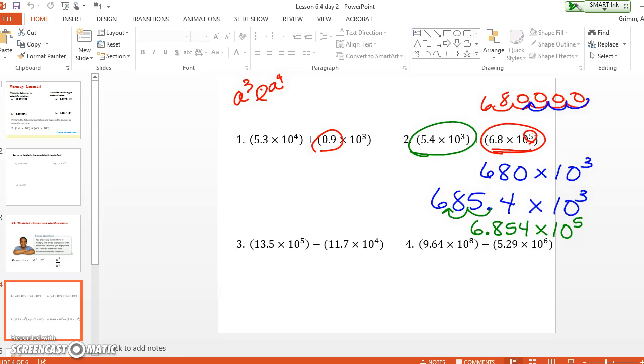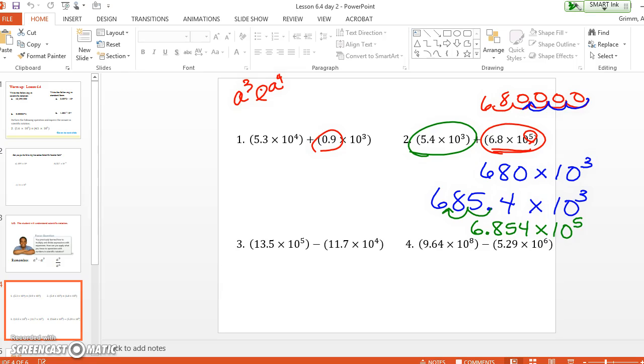Let's look at number 3. Number 3 starts subtraction. What would you like to do here? And room of silence. Pick on who? Oh, you want me to pick on Jake? Okay. Yes, Jake. Oh no. What do you want to start with, Jake? I guess the 11.7. You guessed the 11.7.